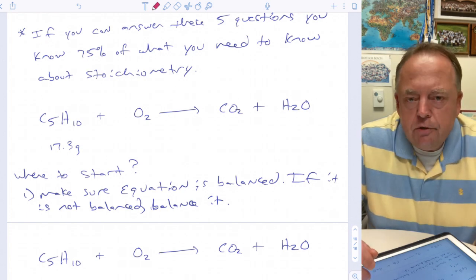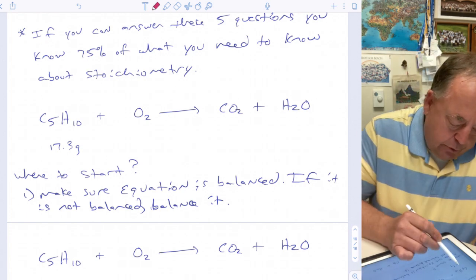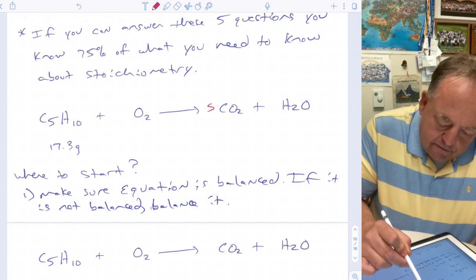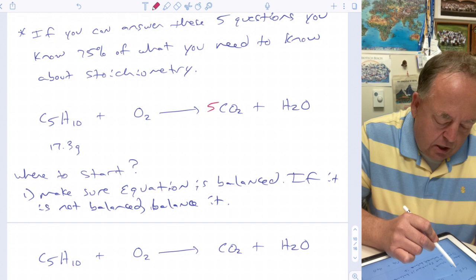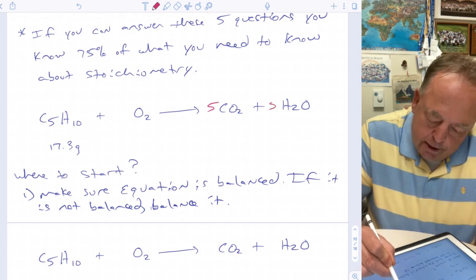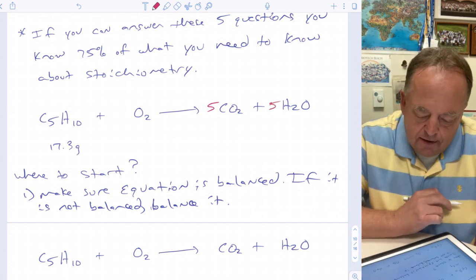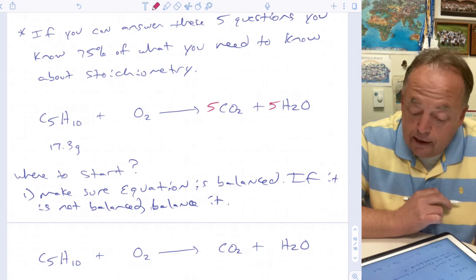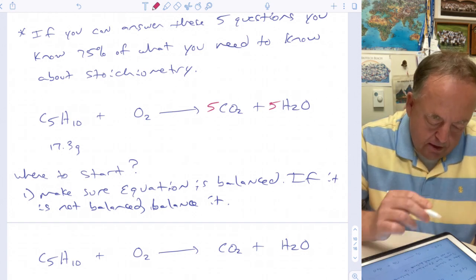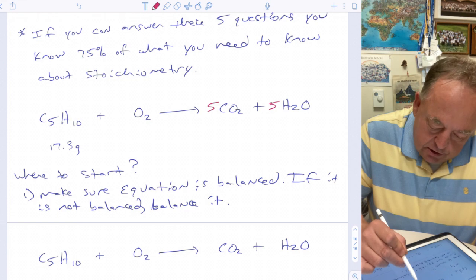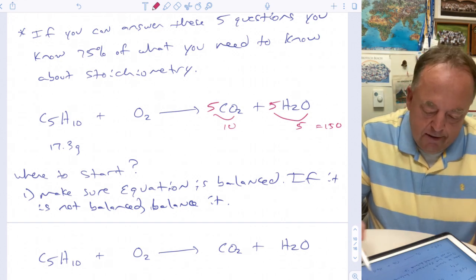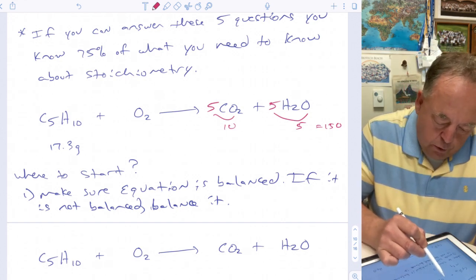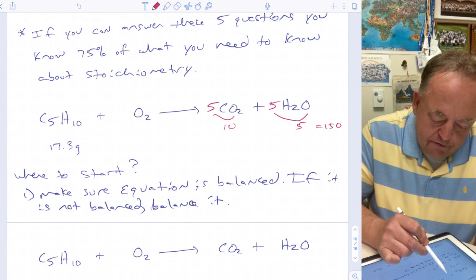Okay, so where to start? First of all, you have to make sure the equation is balanced. We have 5 C on the left, so we need 5 C's on the right, so we'll put a 5 there. We have 10 hydrogens on the left, so we need 10 hydrogens on the right, so we're going to put a 5 there. Now there's 5 carbons and 10 hydrogens on both sides. And now we need to balance the oxygens. This is 10 oxygens, and this is 5 more oxygens, so that's 15 oxygens. So we need 15 oxygens on the left.